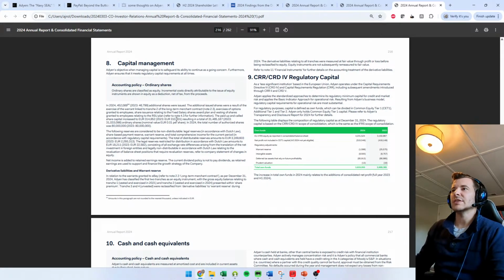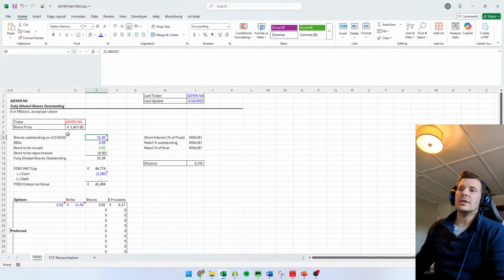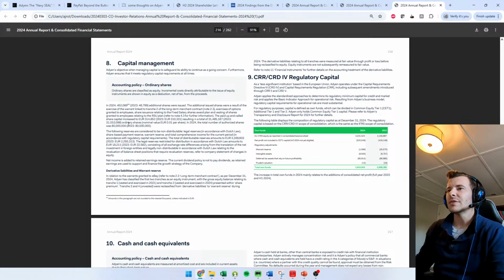So it says that this led to 31,485,187 million ordinary shares, which happens to be this amount here. And I think we were just doing that as of February 2nd, 2025. I'm not sure if there was specific language about that or if that's just when this annual report came out and that's what we're basing it on.